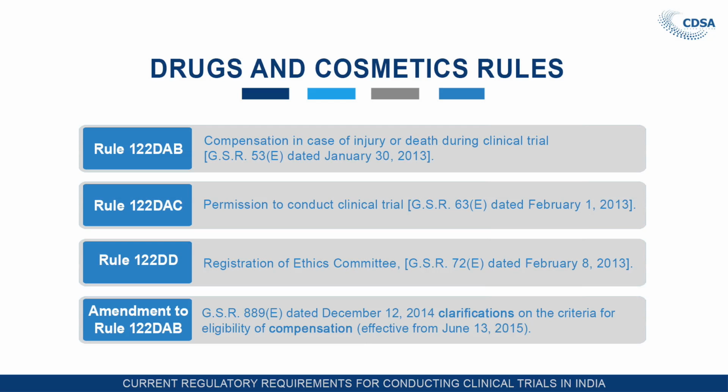Form 44 is the most important form because it is an application for grant of permission to import or manufacture a new drug to undertake a clinical trial. So the applicant has to apply in the form 44 pro forma given under the rules of this Act.